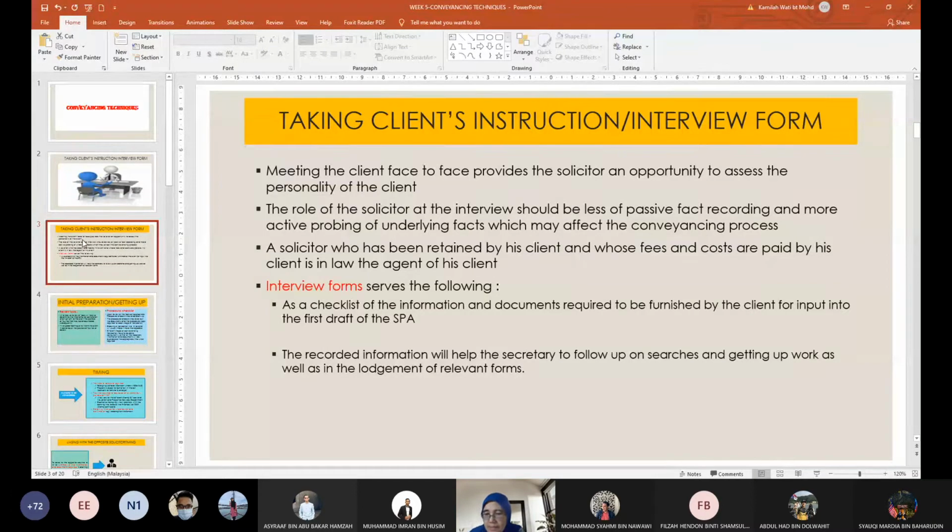Yang paling penting, perwakilan wanita. Saya doktor. Perwakilan wanita juga okey. Wanita ke? Tak apa, boleh lah.